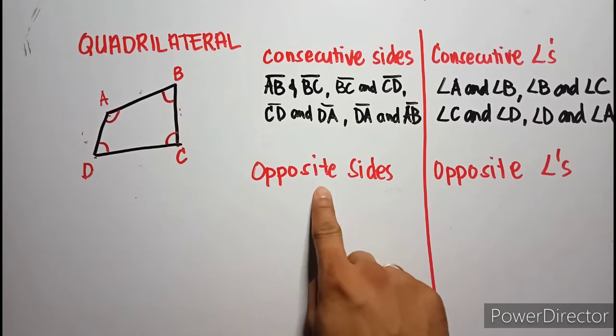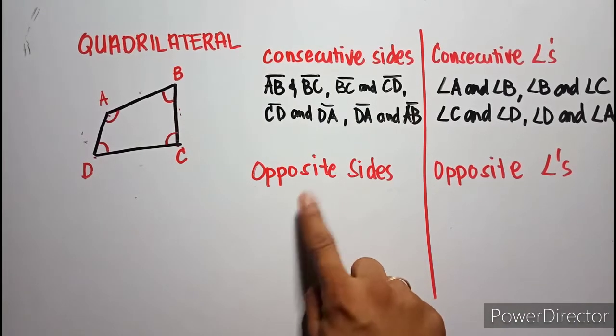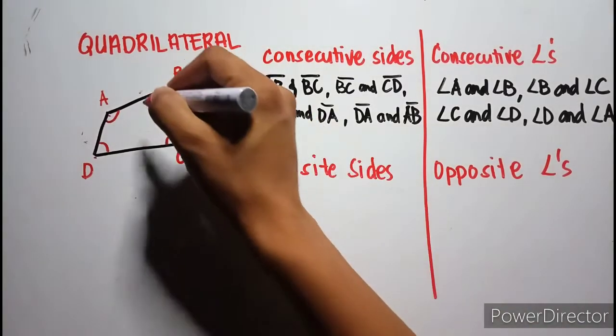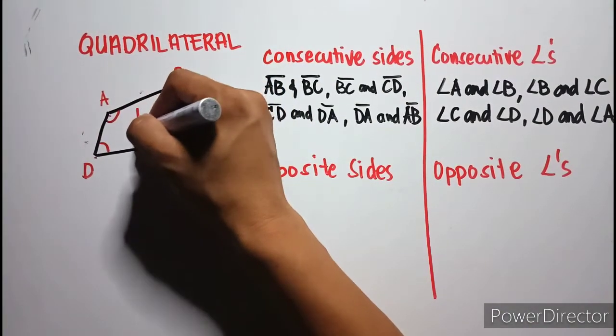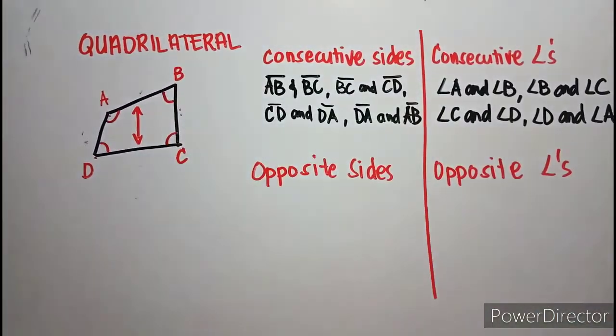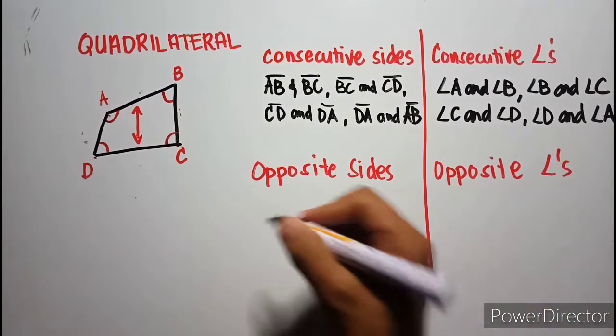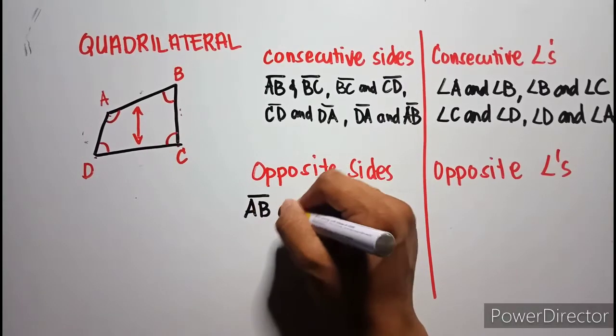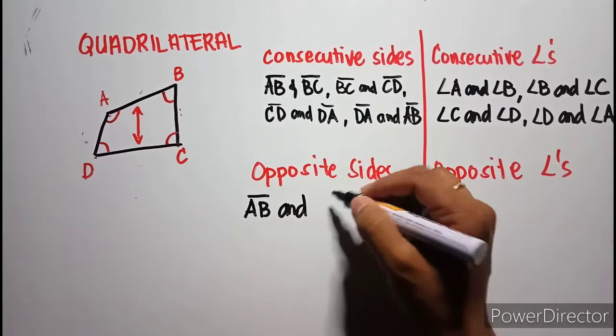Now, let's go to opposite sides. So, pag sinabing opposite, magkatapat. So, ang katapat ni AB ay si DC. So, dalawa lang yung pair natin. Ang opposite side ay si AB and DC.